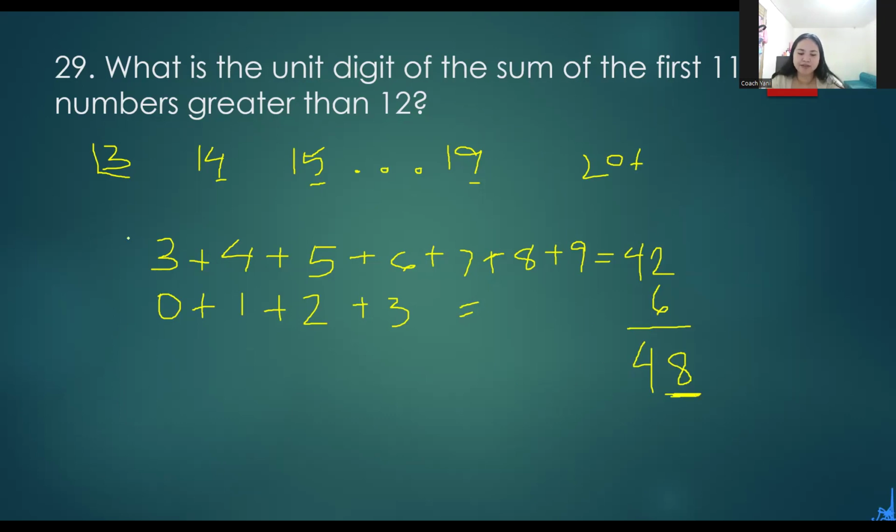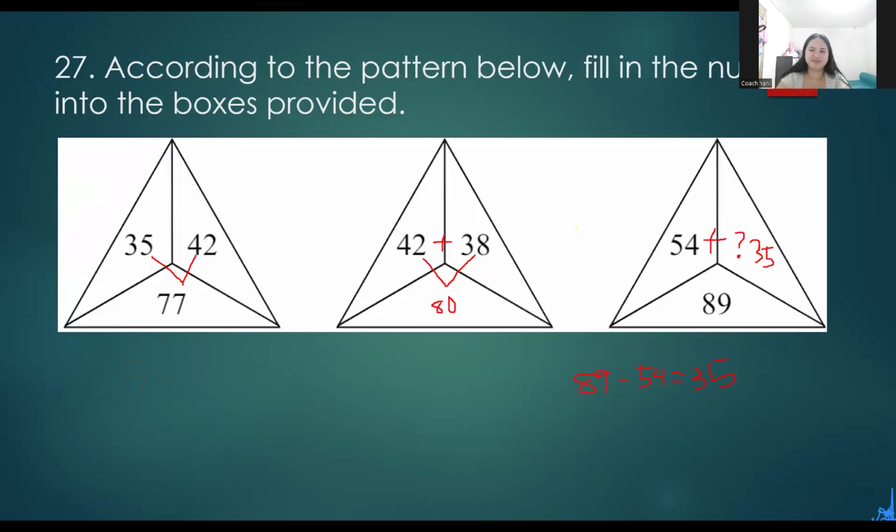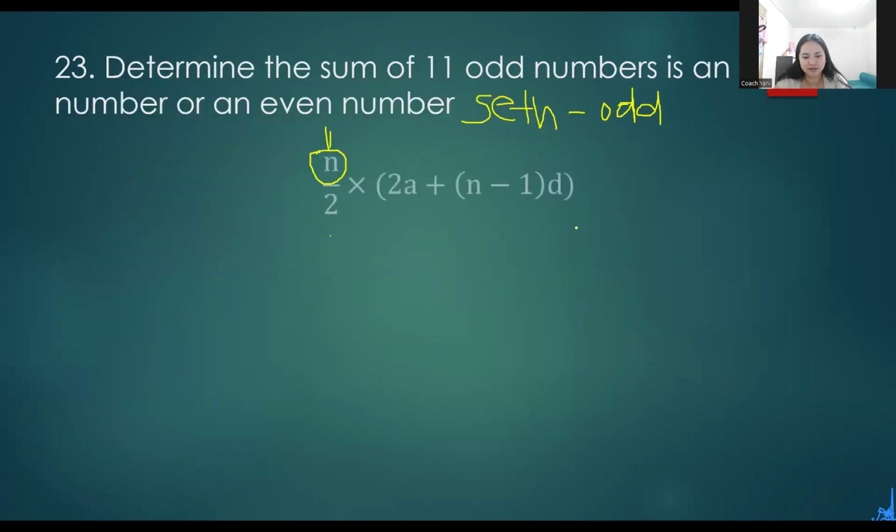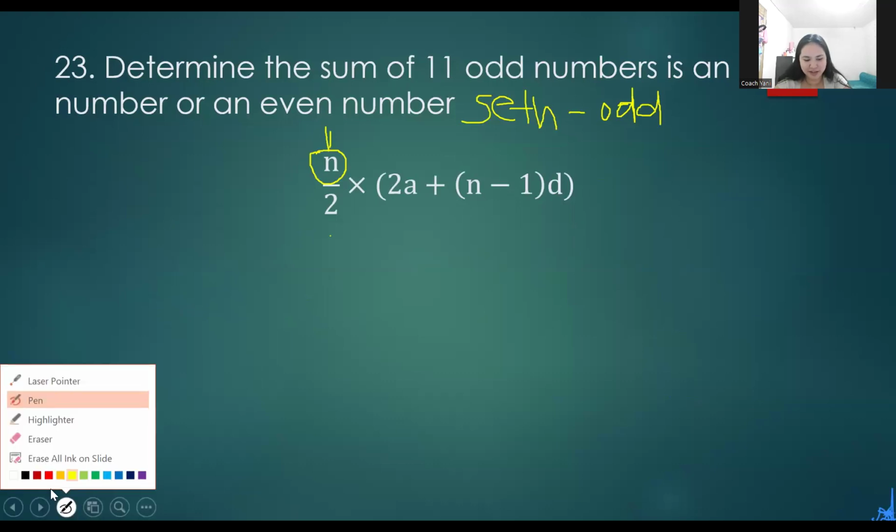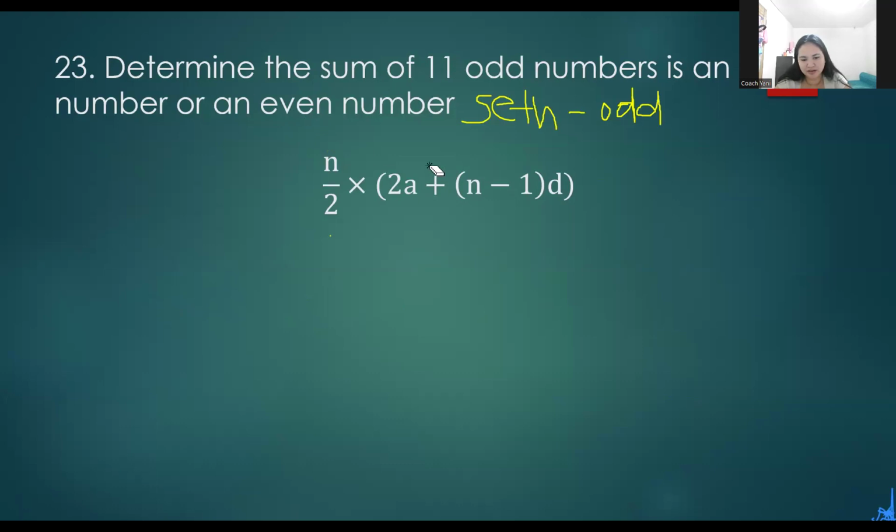Who remembers what's the formula or what's the shortcut in finding the sum of this long sequence? Grouping. We discussed it earlier, right? This one. This is the sum of an arithmetic sequence, correct? Do you remember this? This is a shortcut.